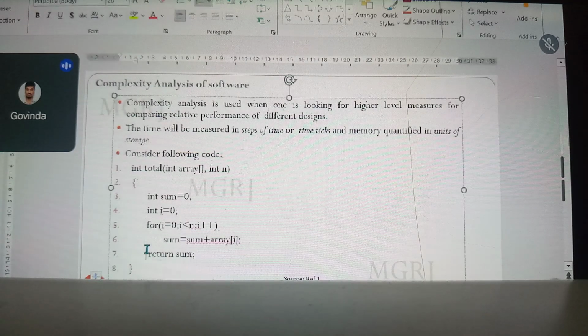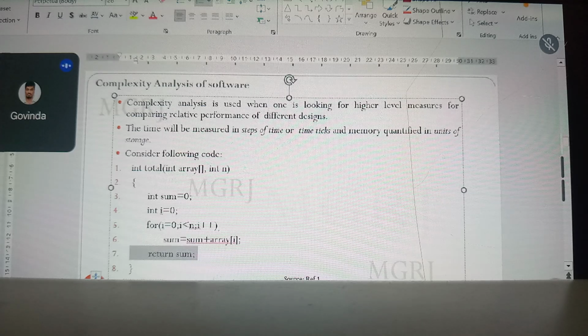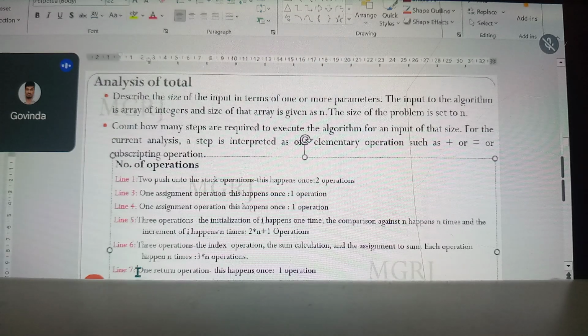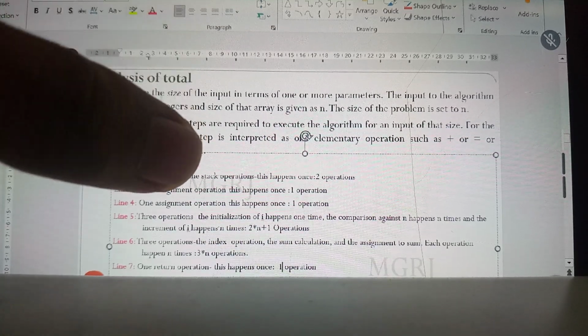And the last is a return statement. The return sum, even this happens only once. That is, after completion of the for loop, return sum is executed. So for line number 7, this operation happens once, so one operation. All put together, if you add, in total you will get 5n plus 6. 5n plus 6 is the number of operations that will happen in this given program segment. Yes or no? Are you able to understand this?